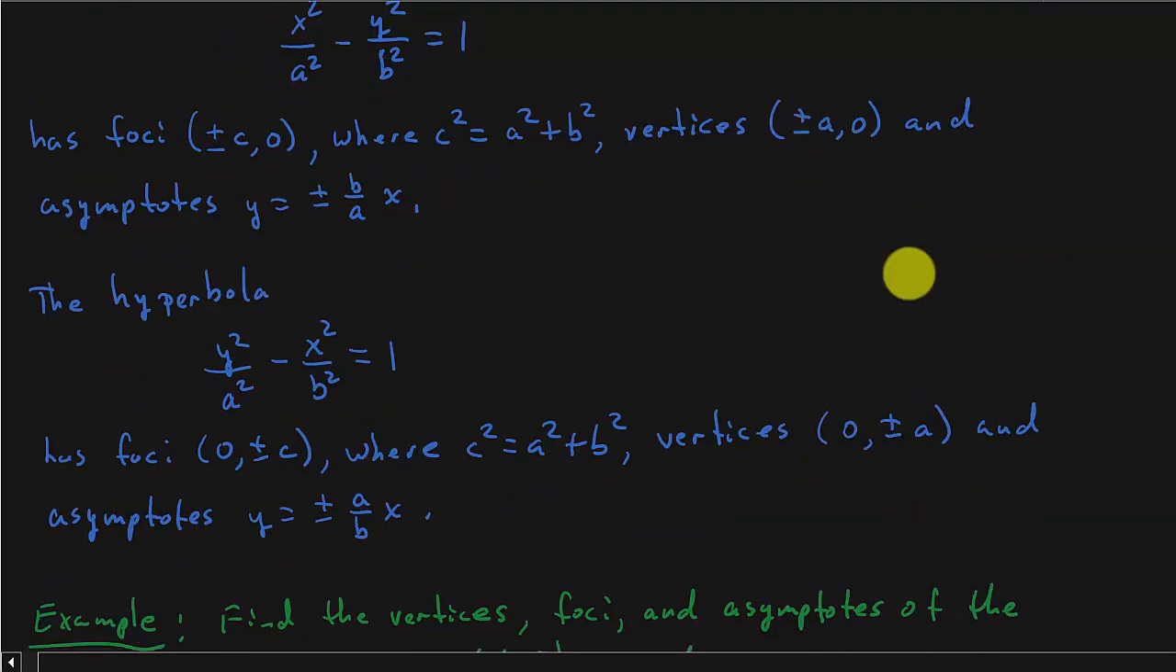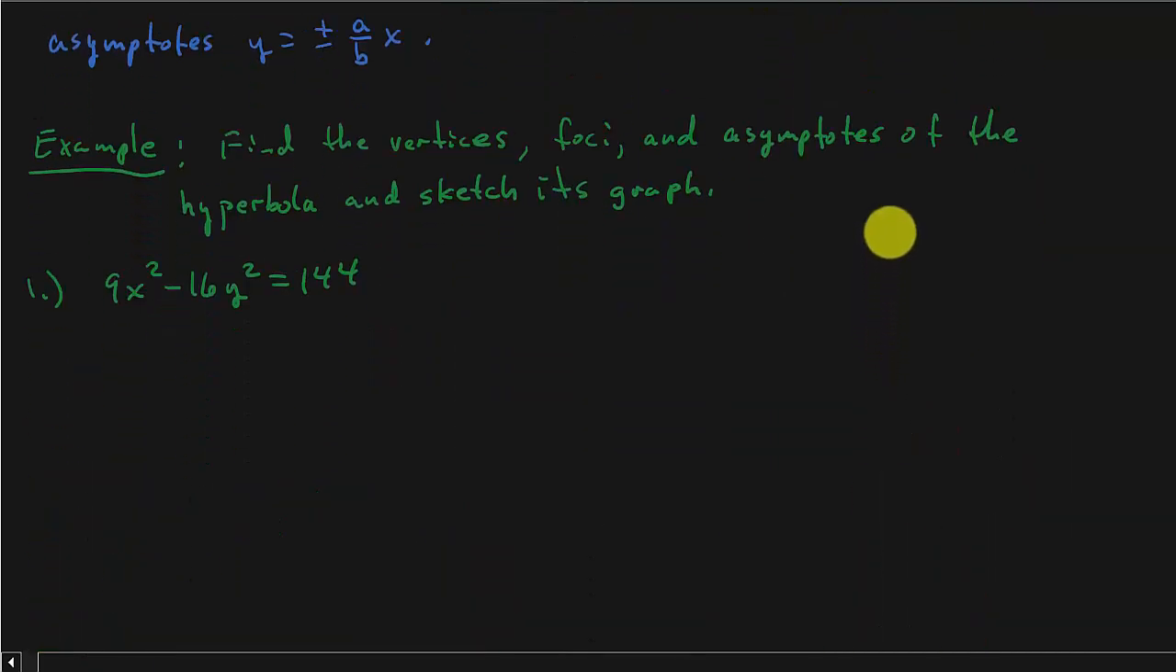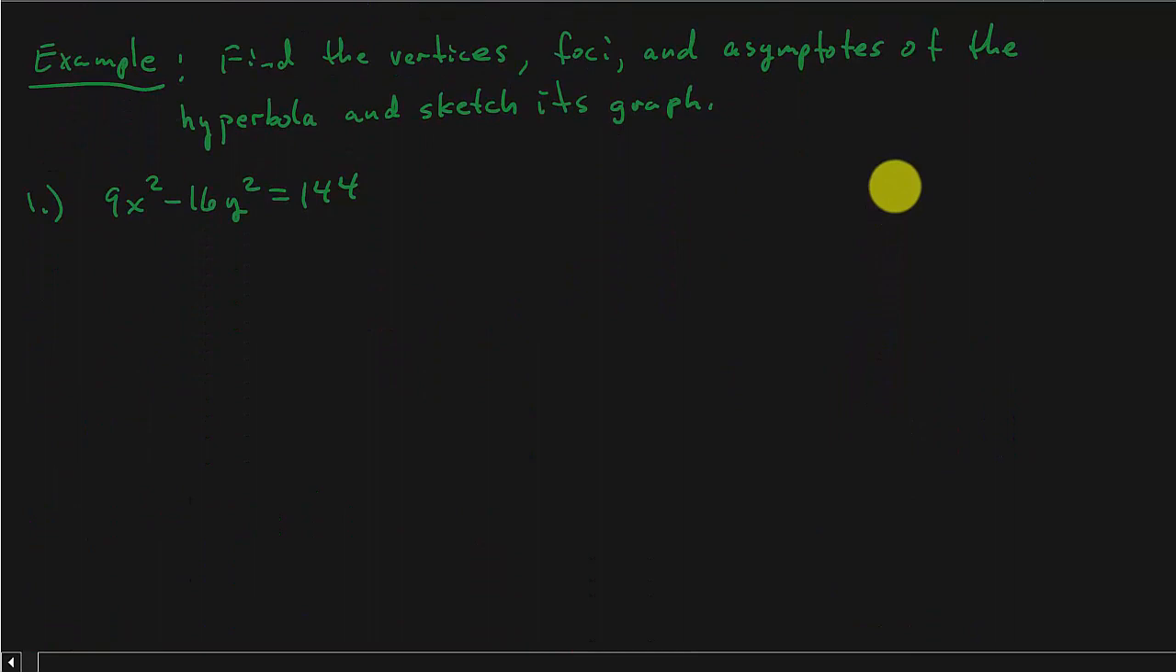All right, so let's go ahead and look at this example. Once again, find the vertices, foci, and asymptotes of the hyperbola and sketch its graph. All right, so once again, we know it has to be a 1 here, so we're going to divide everything by 144. And so that's going to give us x squared over 16 minus y squared over 9 equals 1.